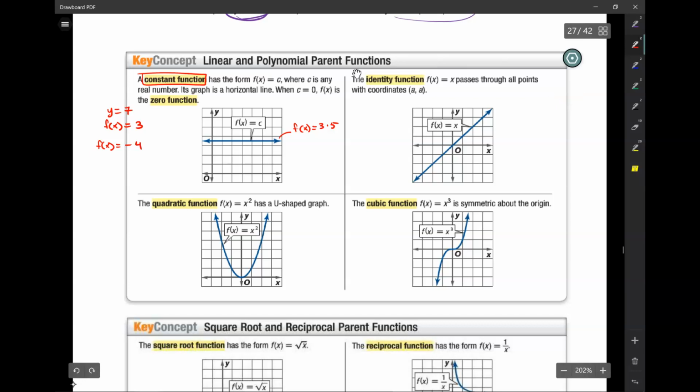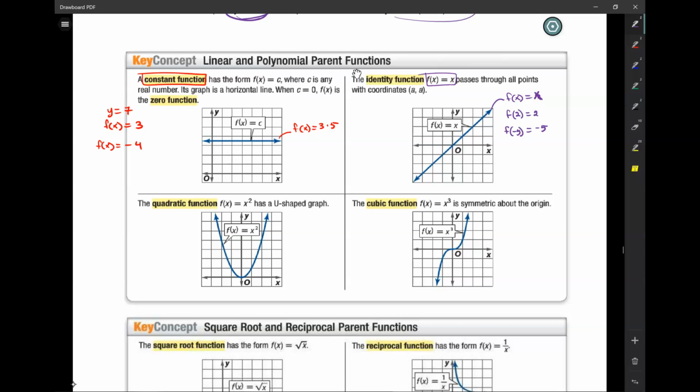All right, next we have what we call the identity function, and that's f of x is equal to x, right? So now here's a question for you. When x equals 2, what's f of 2? 2. So what's f of negative 5? Negative 5. Do you see why it's the identity function? Because x and y values are the same, right? Whatever x is, that's what y is.